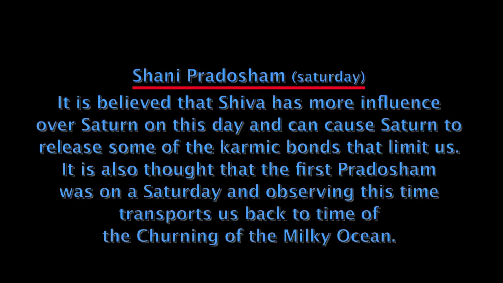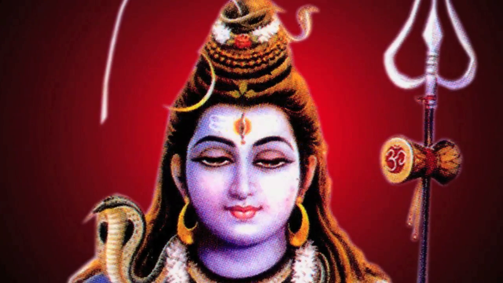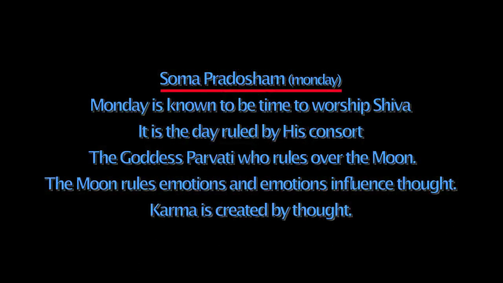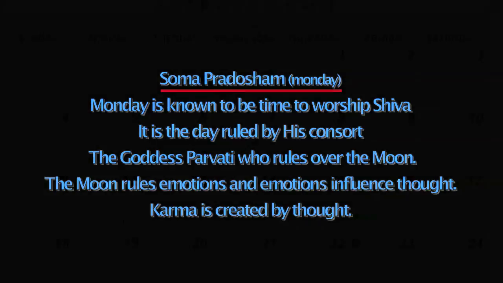Each time Pradosham falls on a Saturday, this is called Shani Pradosham. Since Saturday is ruled by Saturn, it is believed that Shiva has more power for removing difficult karma at this time. When Pradosham falls on a Monday, this is called Soma Pradosham. Soma, which means moon, rules over Monday. The moon is said to rule over your mind and emotions.